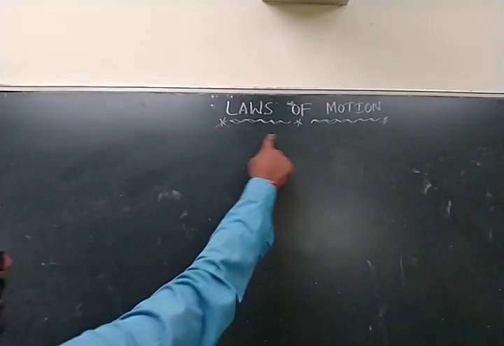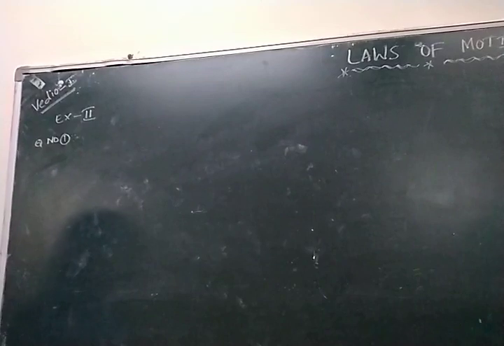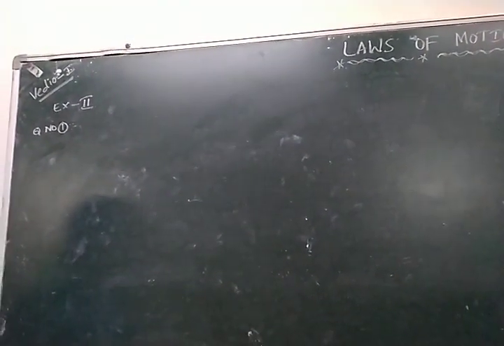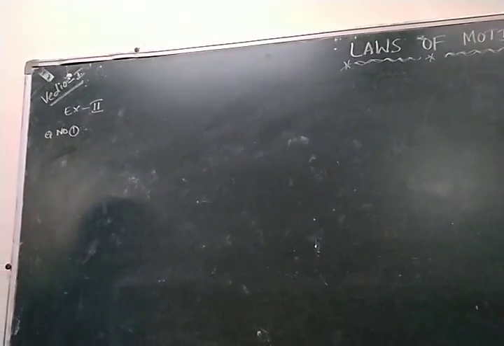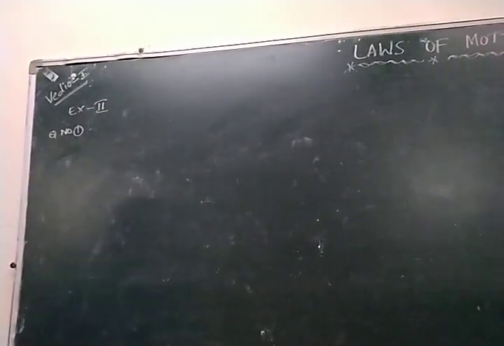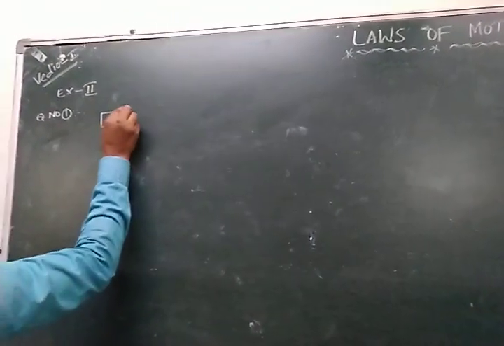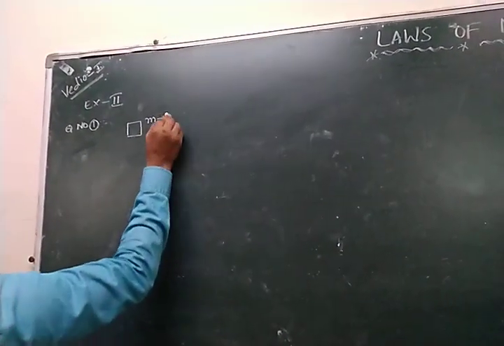We will be discussing the laws of motion. Exercise 2, question number 1. Due to the application of a force on a body of mass 100 kg that is initially at rest. See, this is the body. Its mass is given, M is equal to 100 kg.